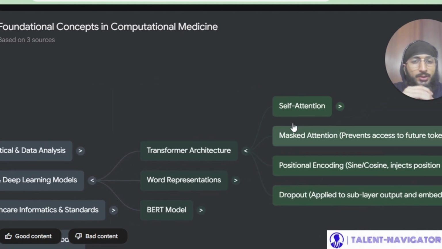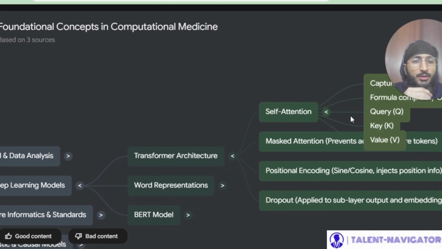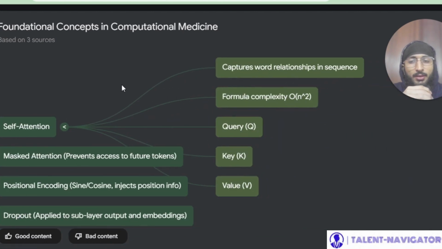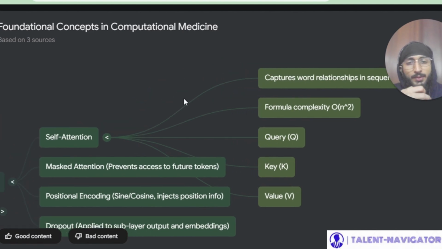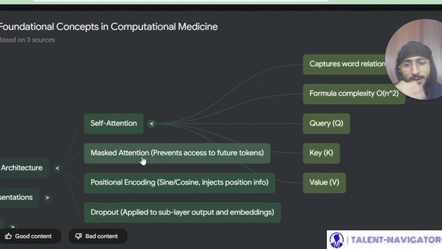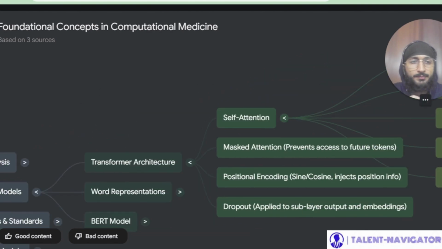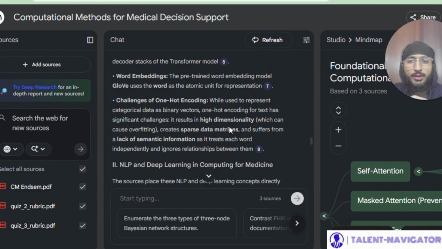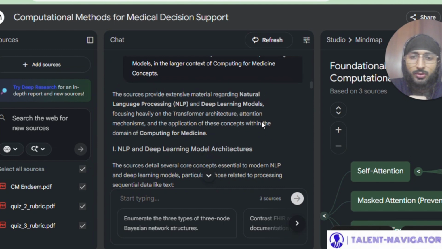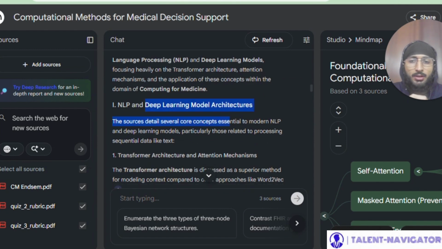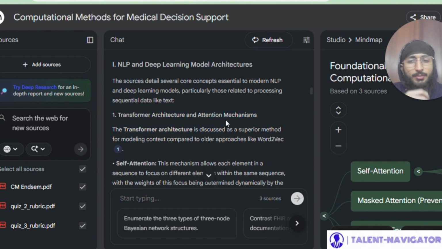So for that, we will first talk about self-attention, and in self-attention, we will be basically discussing about query, key, and value, and how it captures word relationships in sequence. Then we'll talk about masked attention, then positional encoding, and dropout. Right. So let me just go over this part. So NLP and deep learning, we first have transformer architecture and attention mechanisms.